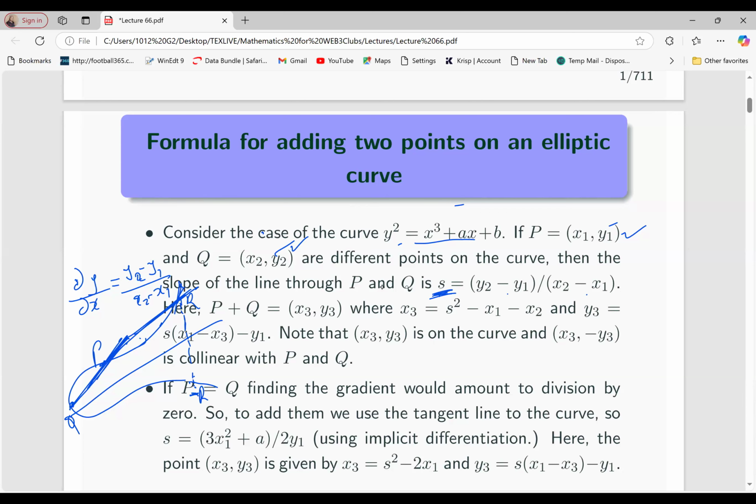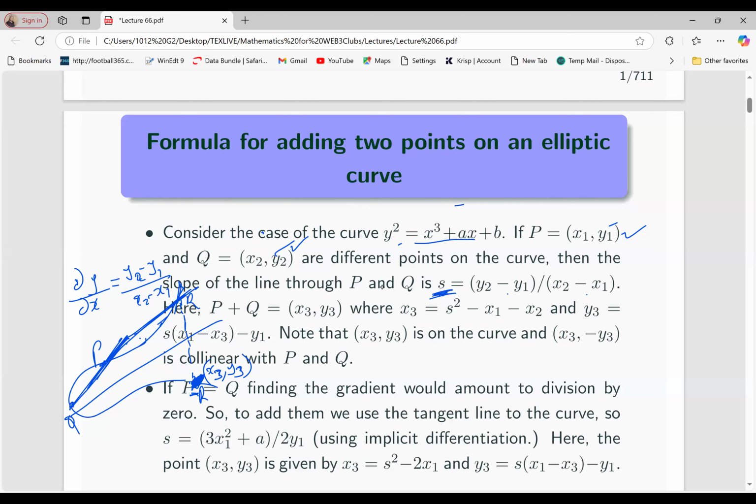We've already gotten the gradient of the line. Now, how do we get the coordinates of this point we are looking for? Let's call this point x3, y3. So how do we get x3? You see what we did: we drew a line, touched the curve, and then came back here. So this is what we have.